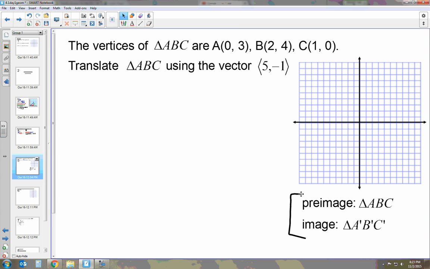So the first thing, let's graph our pre-image, triangle ABC. So A is 0, 3.